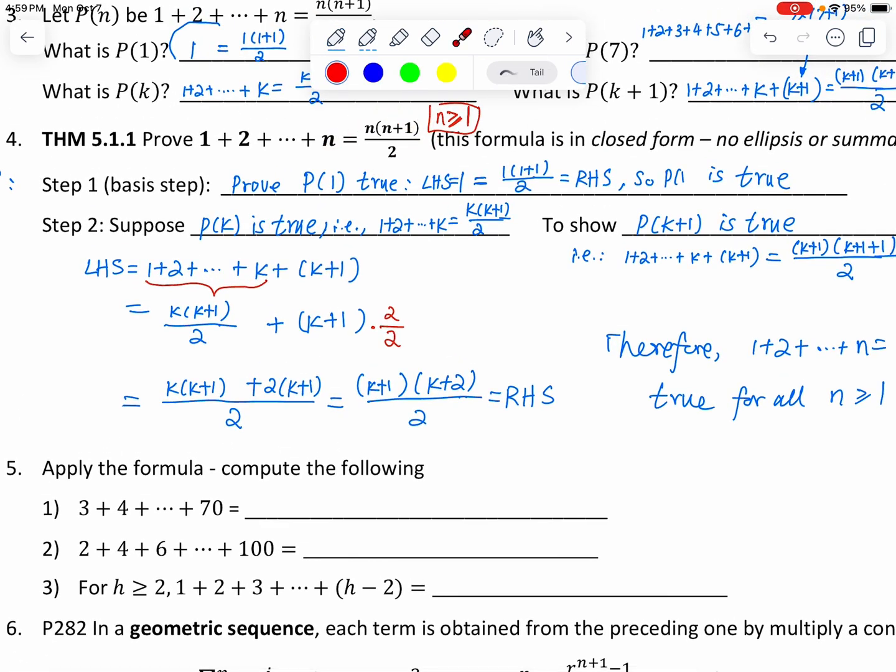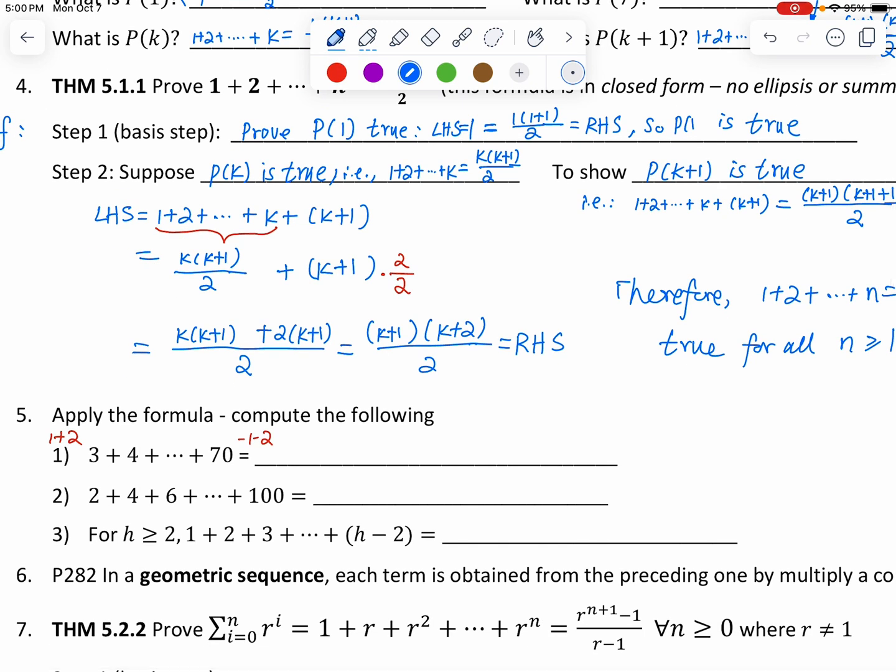However, this formula starts with 1 and then all the consecutive integers up to n. You're missing 1, 2. This one doesn't start with 1, right? So there are different approaches. The one way that I would do is, how about I add 1 and 2, and then I subtract 1 and subtract 2 so that I can apply the formula to these numbers, right? So therefore I can do that.